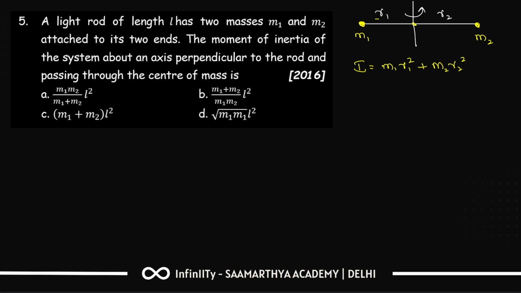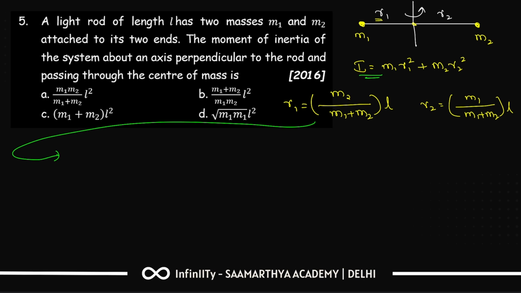here this r1 is equals to, ध्यान रखो, याद रखो फॉर्मूला, ऑपोजिट साइड वाला मास m2 by total mass m1 plus m2 into L. दोबारा से r1 is equals to opposite side वाला mass divided by total mass into the length given. Similarly, r2 is equals to opposite side वाला mass will be m1, total mass will be m1 plus m2 into length. Now substitute all the values in this. Let me write it here.